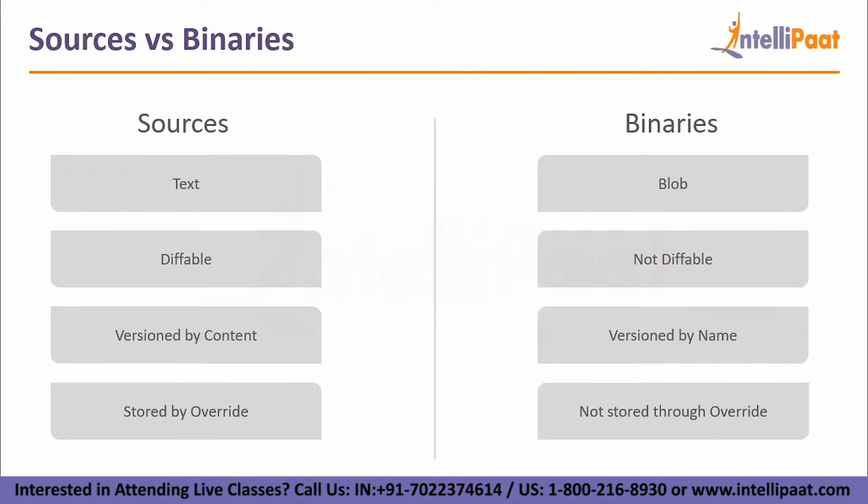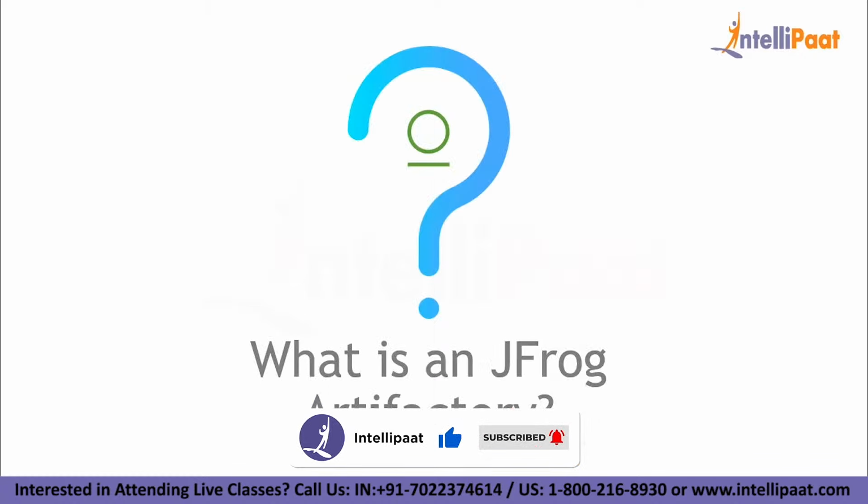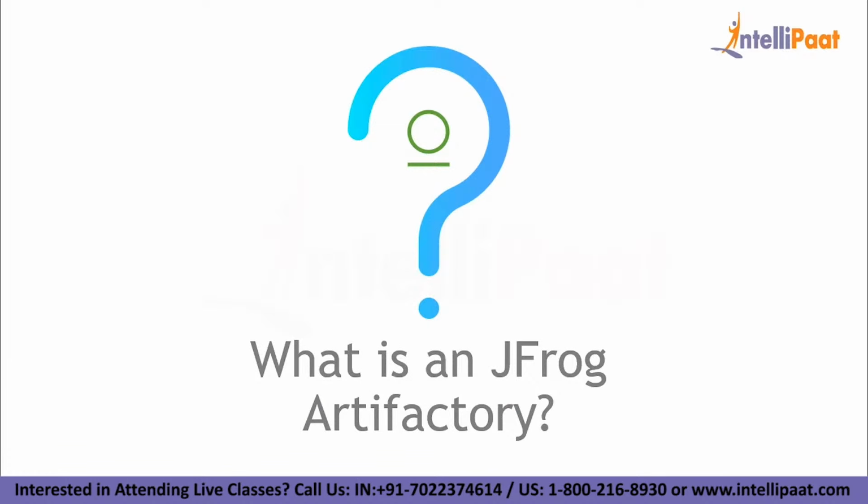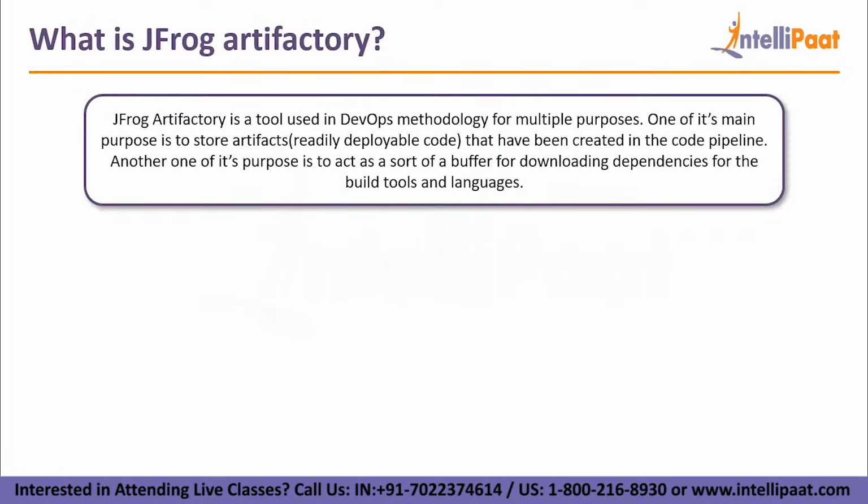Now that we have understood what an artifact is, what an artifact repository is, and the difference between source code and binary code, we can finally go ahead and learn what JFrog Artifactory actually does and what it is. JFrog Artifactory is a tool used in DevOps methodology for multiple purposes. One of its main purposes is to store artifacts that have been created in the code pipeline. Another one of its purposes is to act as a sort of buffer for downloading dependencies for build tools and languages. So basically JFrog acts as a Google Drive for our artifacts. We can store whichever artifact we want in it and then pull whichever we want.